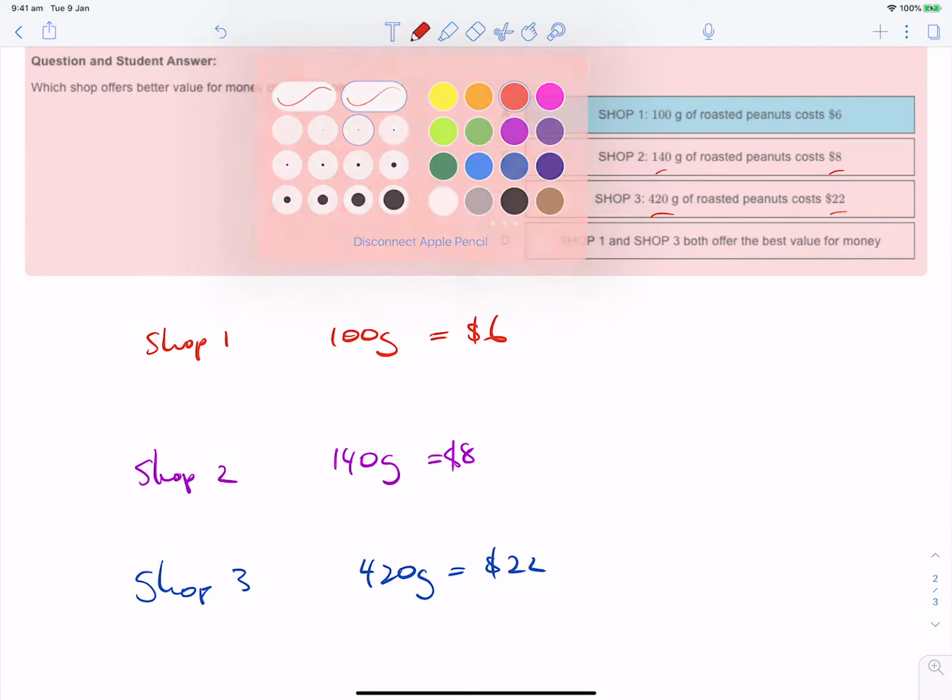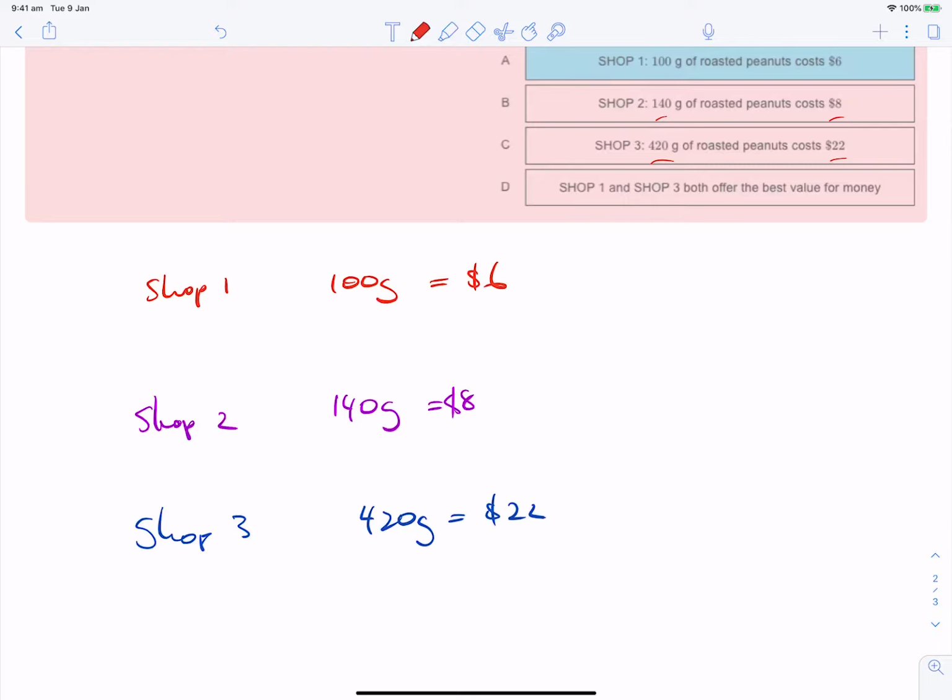And now what I really want to do with this information is ask, how can I compare my different amounts in my different shops? And basically, for these ones, I like to think you've got two different options. You can work out how many grams you can get for $1, or you can work out how much a single gram would cost you. So to do that, let's say I look at it and go, all right, which numbers are smaller? I'm going to deal with the small numbers.